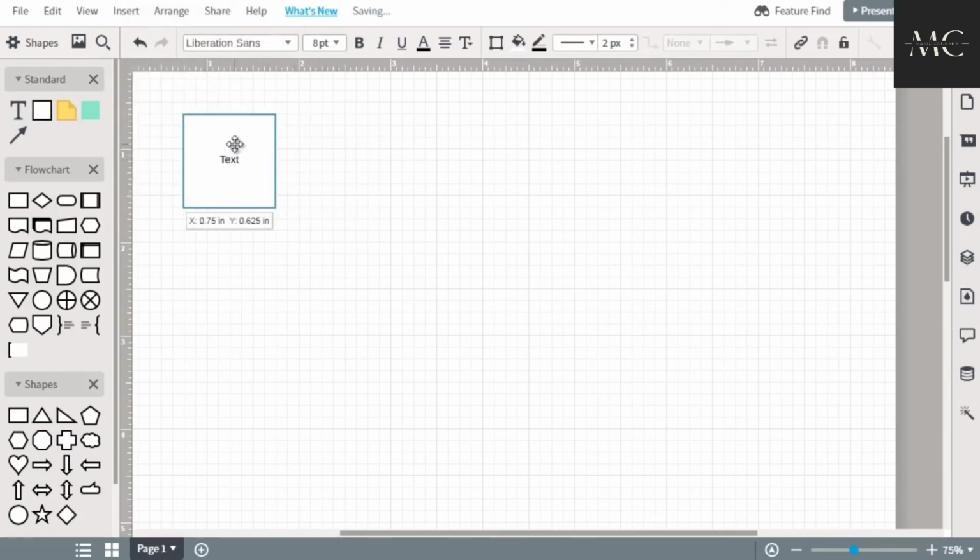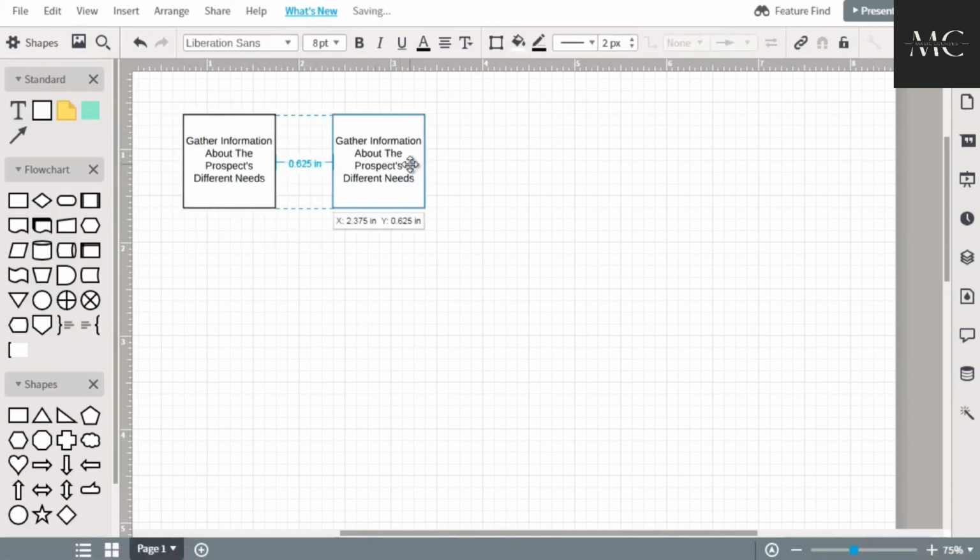So let's walk through what we talked about earlier in the previous videos. Basically, first off, we need to gather data, right? So we'll just use this block as the gather data block. We need to gather information about the prospect's different needs. So this could be a separate survey. Well, we'll do gather information, and this is how we're going to do it.